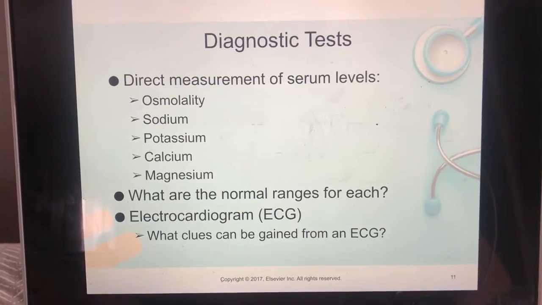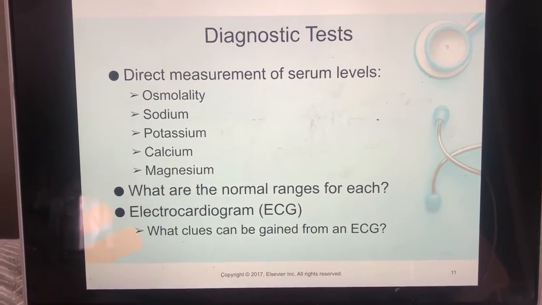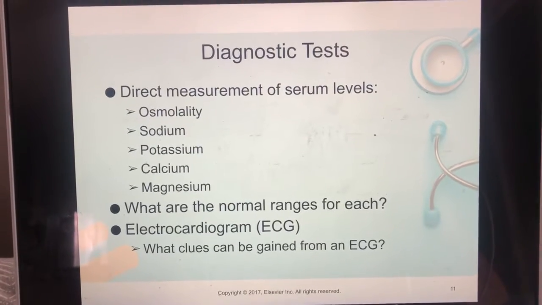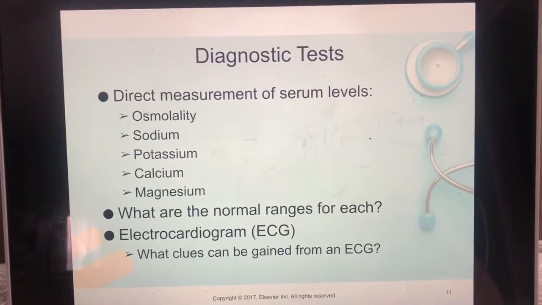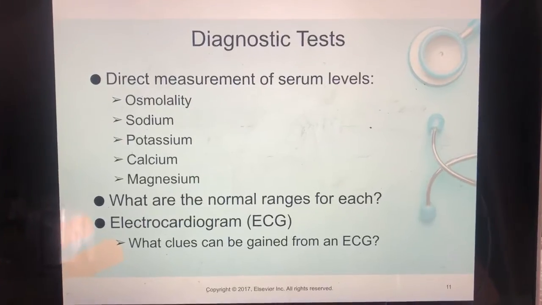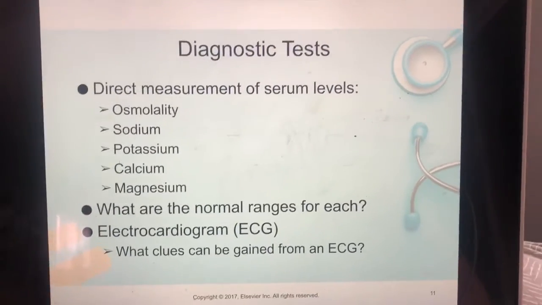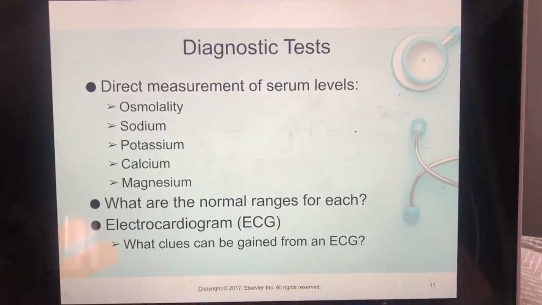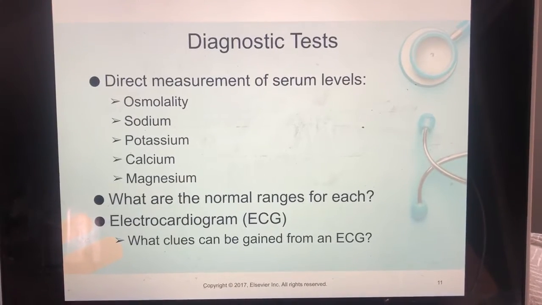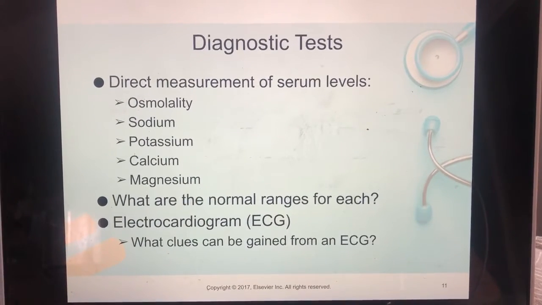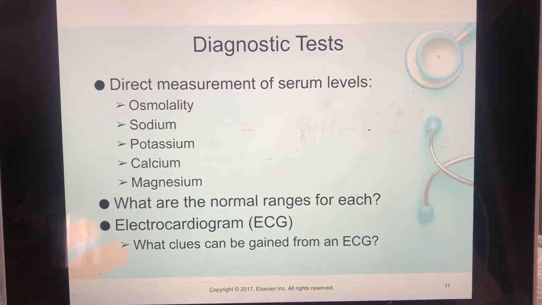So how are we going to measure these levels? We're going to look for the osmolality. We're going to look for sodium, potassium, calcium, magnesium, all in blood tests. And just a basic metabolic panel, you can see all the electrolytes and the normal ranges of each. We also talked about that in some of the other slides, so I'm not going to go over those again because you can look at the other slide and find all those normals. Plus, of course, they're always in your books.